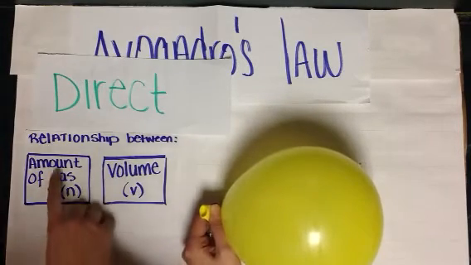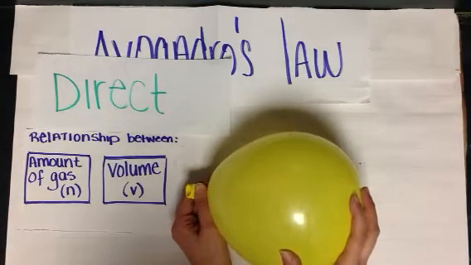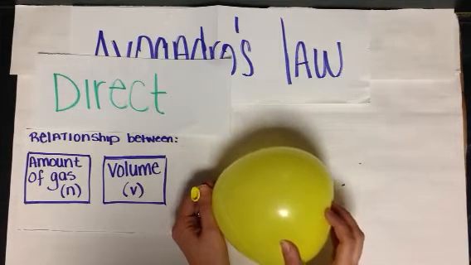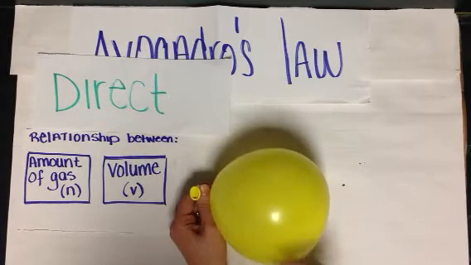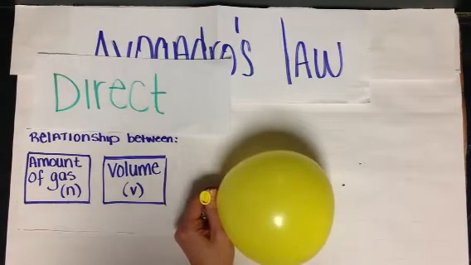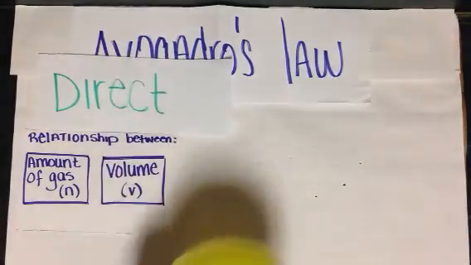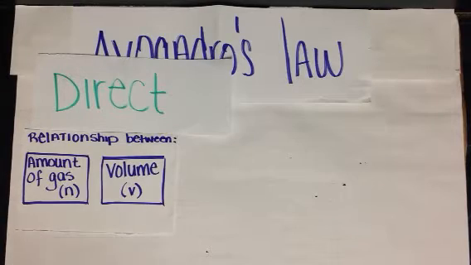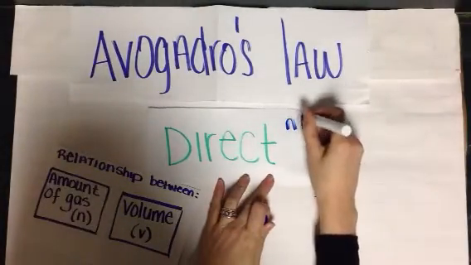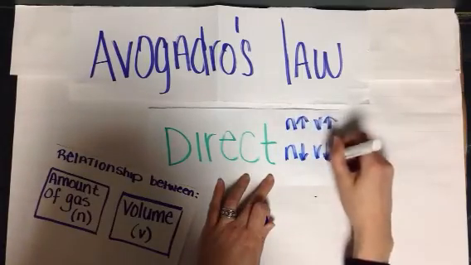Now, what if I decrease the amount of gas? Watch. I'm going to let some air go. I now have fewer gas molecules inside the balloon. Because I have fewer gas molecules inside, you clearly saw the volume went down. So as N decreased, V decreased. This is also a direct relationship. So let's write that down. As N increases, V increases, direct. As N decreases, V decreases, direct.